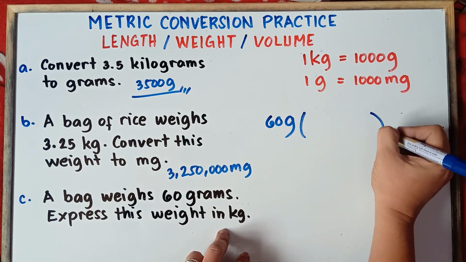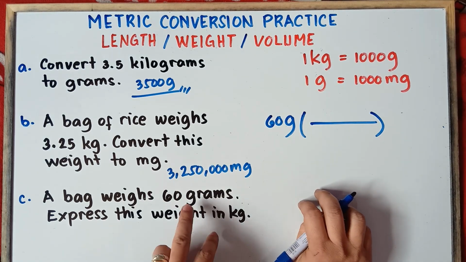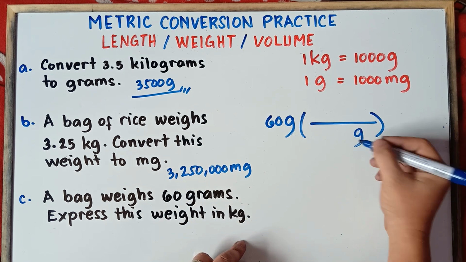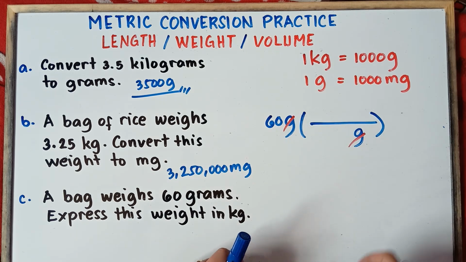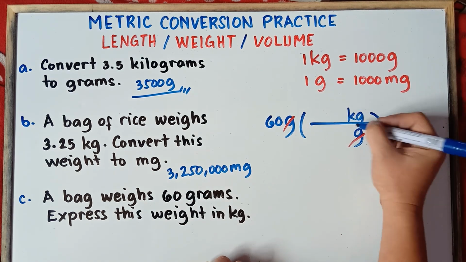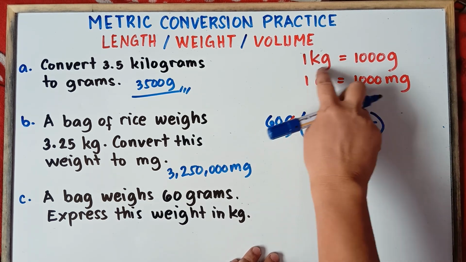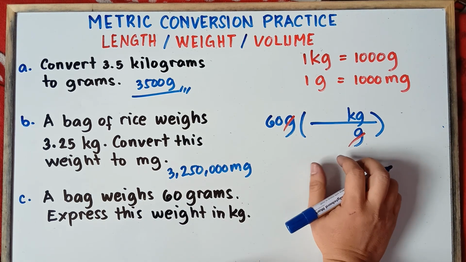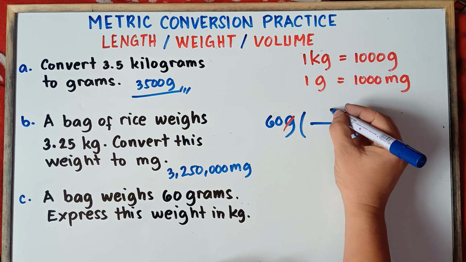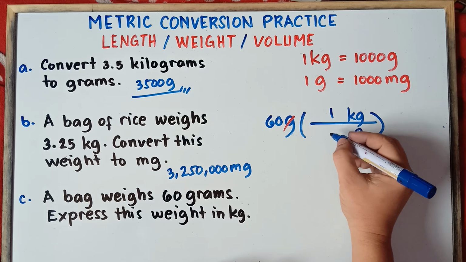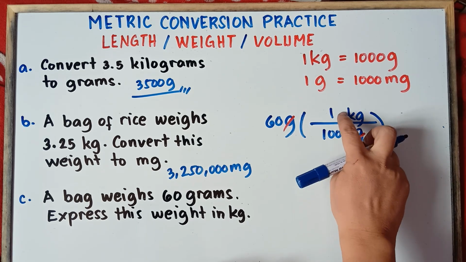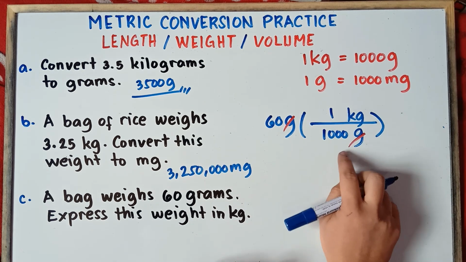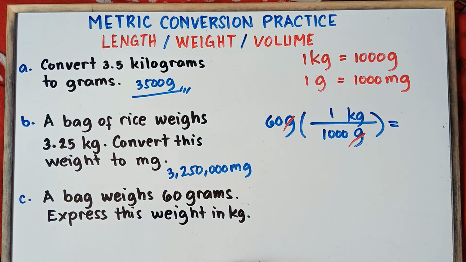So you put parentheses. Our given is 60 grams. Therefore, if this is 60 grams, the units on the denominator must also be grams, so that we can cancel out the units, and then we convert grams to kilograms. Once again, the conversion, 1 kilogram is equivalent to 1,000 grams. Class, be careful in writing the conversion: 1 kilogram, 1,000 grams.